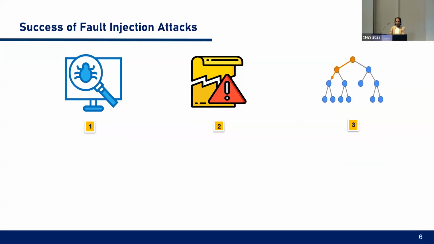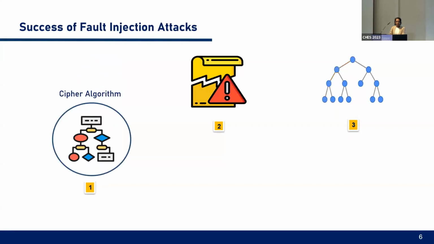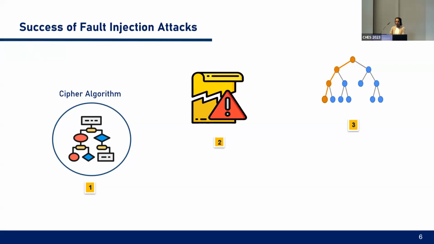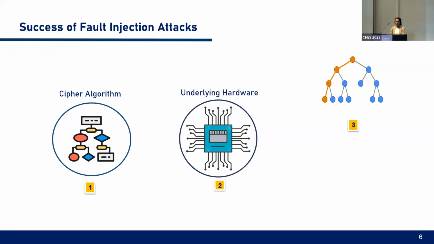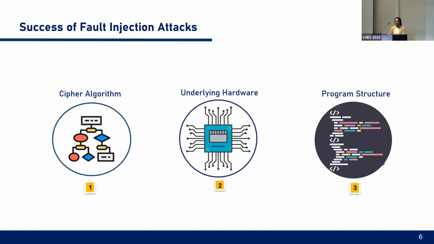So the factors boil down to, so we are analyzing cipher implementation. Vulnerable instructions boil down to the algorithmic properties of the cipher. If we want to corrupt the instruction output, it depends on the underlying hardware, and the faults need to propagate to the output, and that depends on the program structure. So technically our framework considers all these things for the evaluation. So let's see one by one.